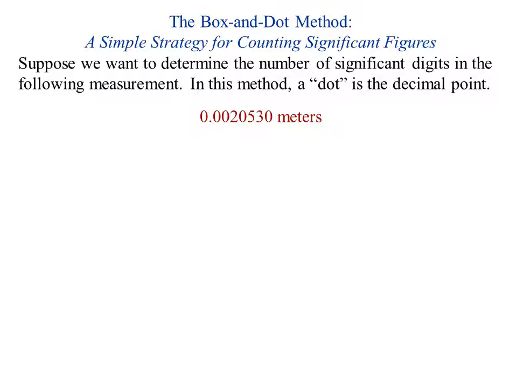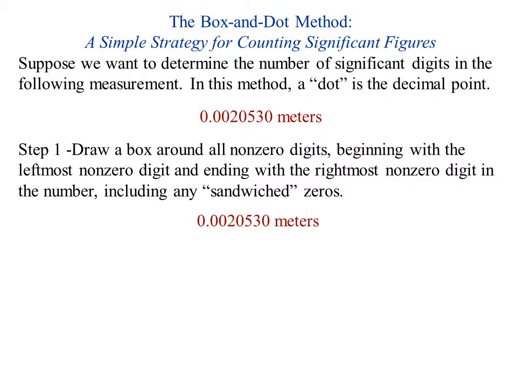So here we have a measurement. It's 0.0020530 meters. What are the digits that are known for sure? What is the estimated, uncertain digit? Well, the method that we use is called the box and dot method. The dot refers to the decimal point. So here's the process, very easy to figure out. Step one, draw a box around all the non-zero digits, beginning with the one on the left side and continuing to the rightmost. So we're going to put a box around anything that's not a zero, and that includes zeros that are in between the digits. So we'll box the 2, 0, 5, and the 3. That's the box around the 2053, the far left non-zero number and the far right non-zero number.